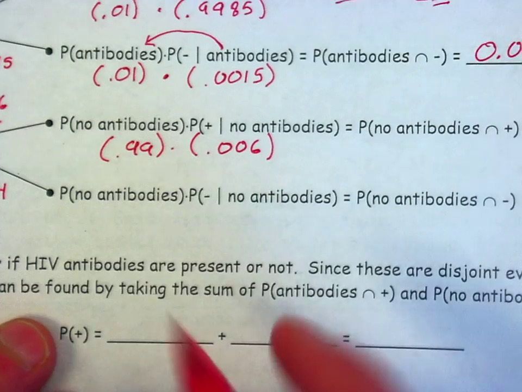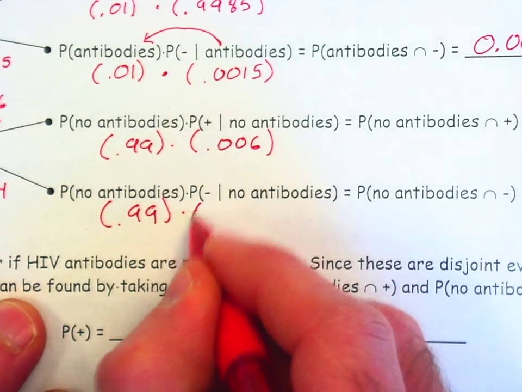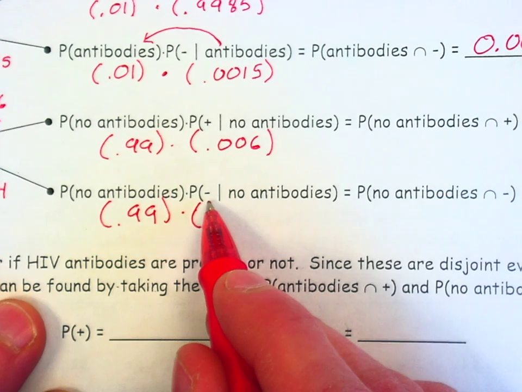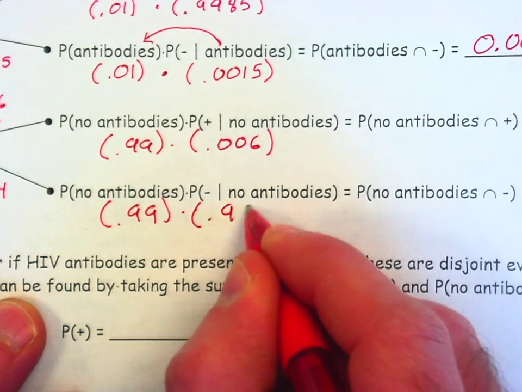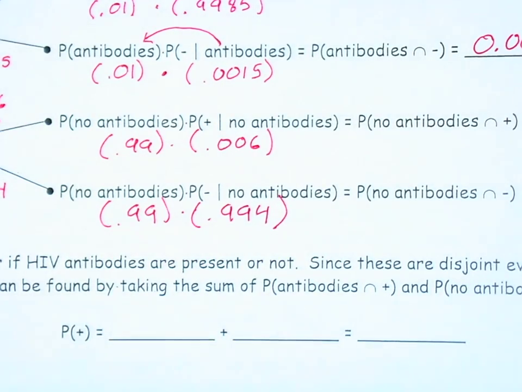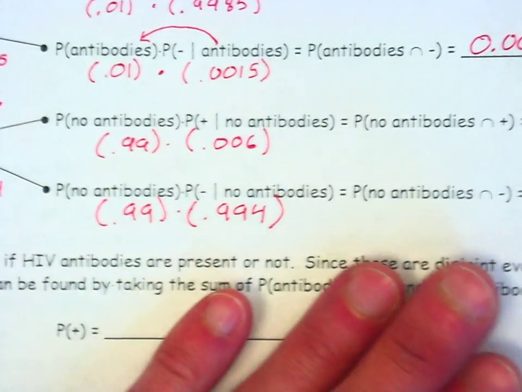And in the last branch, I have no antibodies, again at 0.99, times the likelihood of a negative test given that no antibodies were present. That's 0.994. 0.99 times 0.994, that looks like 0.98406.